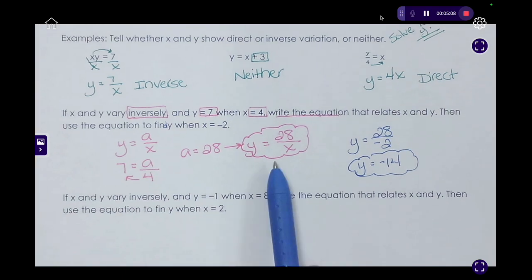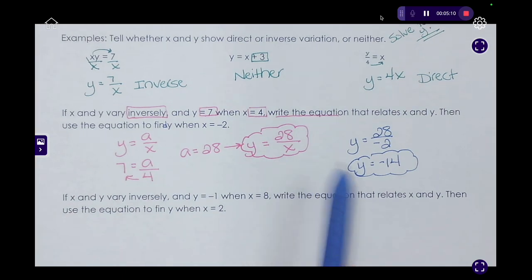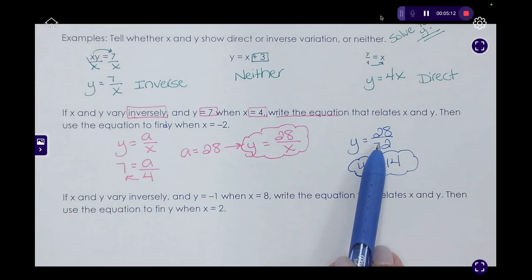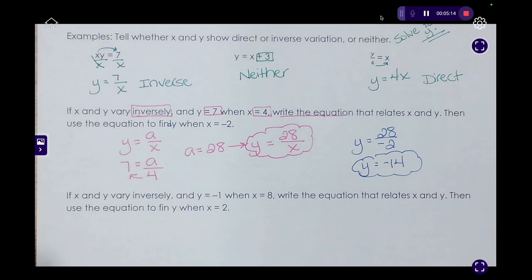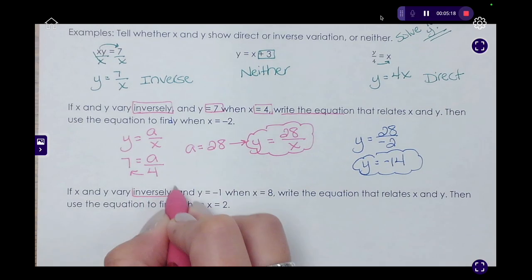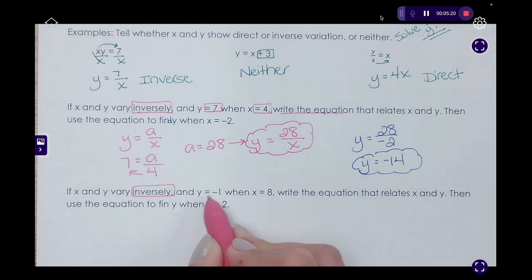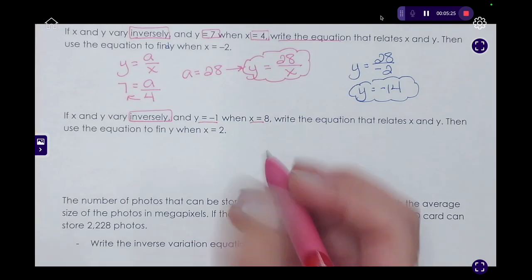All right, the first part, I have to be able to write an equation. Second part, I am using that equation to find a certain value. So let's look at the next one. So again, it's varying inversely when y is equal to -1 and x is equal to 8. So those are the two numbers I'm plugging in.